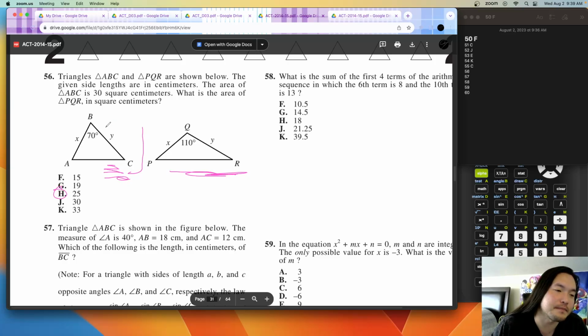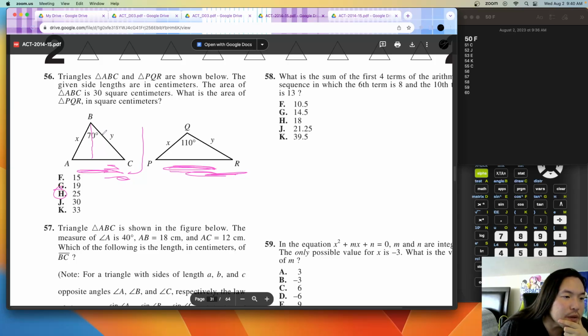Okay, let's try the law of cosines. I can't even get any numbers. What's a quick way to calculate the area of this triangle? We have this base, I could calculate this height, I could calculate this height. Even if I calculate this height, I don't even know the length of this base.